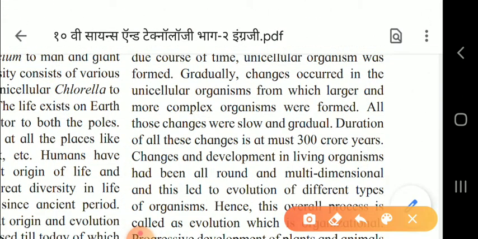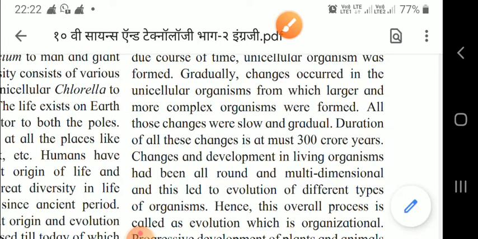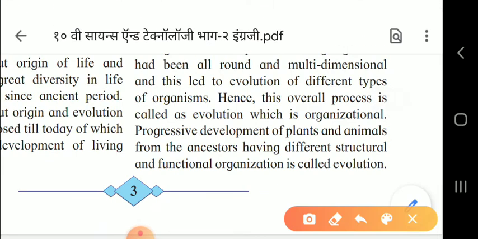Gradually, changes occurred in the unicellular organisms from which larger and more complex organisms were formed. All these changes were very slow and gradual. The duration of these changes must be 300 crore years. Changes and development in living organisms were all around multidimensional, and this led to the evolution of different types of organisms. Therefore, we can say this overall process is called evolution.